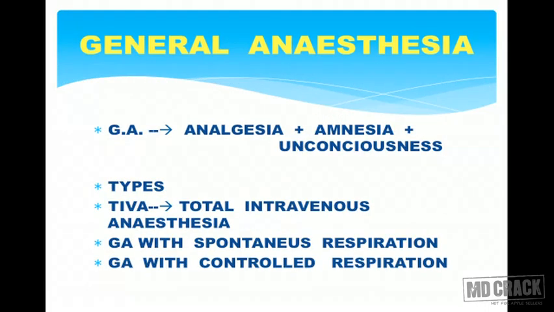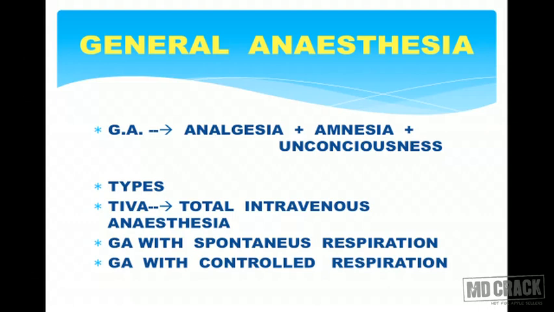Now, general anesthesia, as I already said, is analgesia plus amnesia plus unconsciousness. What are the various types of general anesthesia? First is TIVA, or total intravenous anesthesia. This type of general anesthesia is achieved by using only intravenous drugs. No other form of analgesic solution or drug is used to achieve this form of anesthesia.